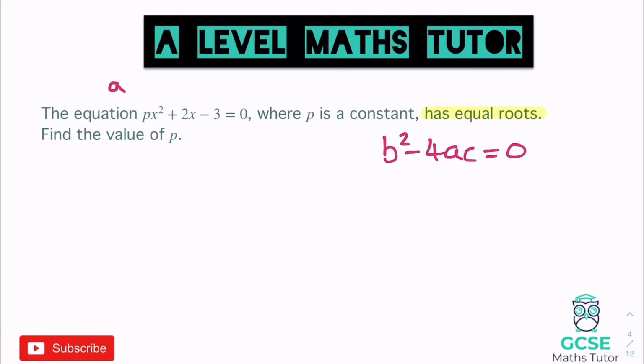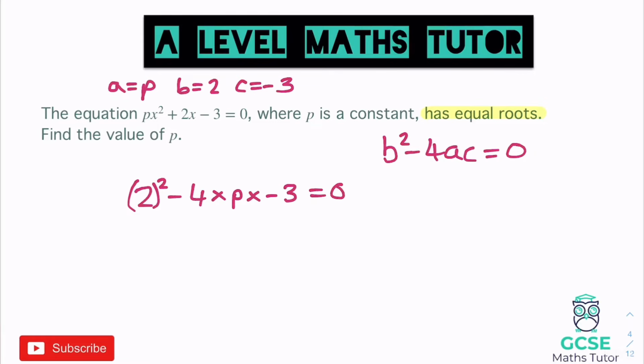So we've got a equals p. We've got b equals positive 2 and c equals negative 3. So essentially we just want to find out what value of p is going to ensure that b squared minus 4ac definitely equals 0. So if we put these pieces in, then we get 2 squared, take away, I'll keep that in a bracket, take away 4 times p times negative 3, and that is going to equal 0.